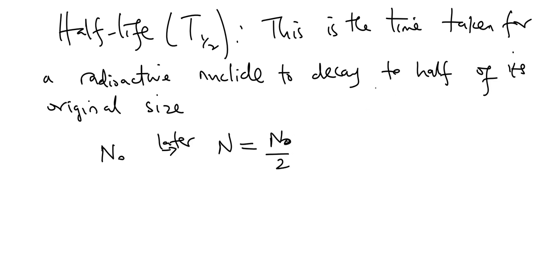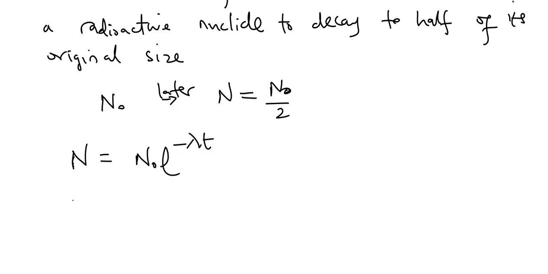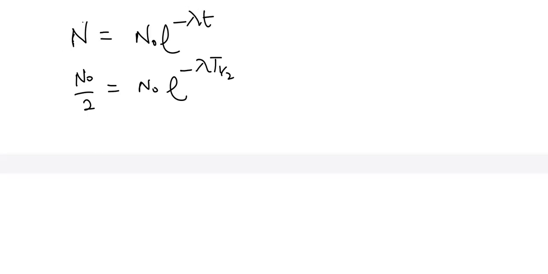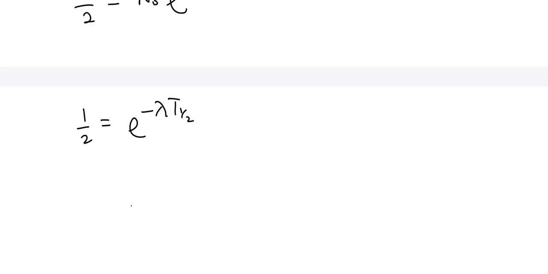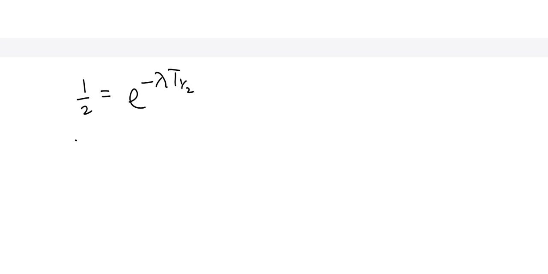We said there is a time taken for a radioactive nuclide to decay to half of its original size. So this n is half of n naught. If you look at our formula, equation 4, n equals n naught exponential minus lambda t, so this n is now n naught over 2. The corresponding time is what we call the half-life. From here, n naught cancels n naught, so that we have 1 over 2 equals exponential minus lambda t half. Or we can take the reciprocal of both sides, so that we have 2 equals exponential lambda t half.